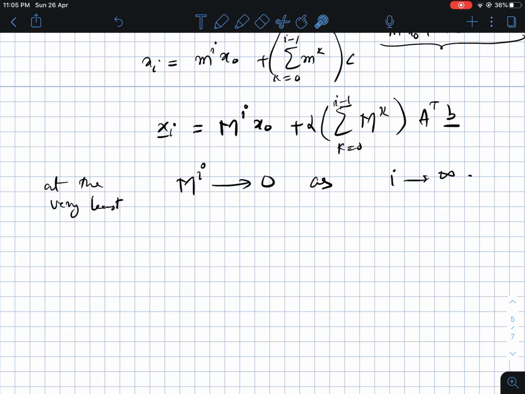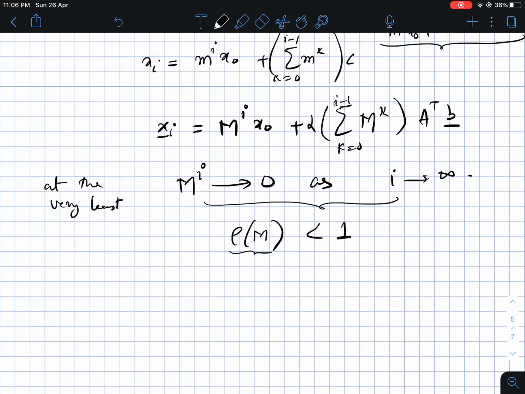Okay, so when does this happen? When does the power of a matrix keep going to 0 as i goes to infinity? So in the matrix norm lecture we discussed that this is actually equivalent to saying that the spectral radius of M must be less than 1. The spectral radius of M is the largest absolute eigenvalue of the matrix. Correct? So that's the equivalent condition. So we need to ensure that.